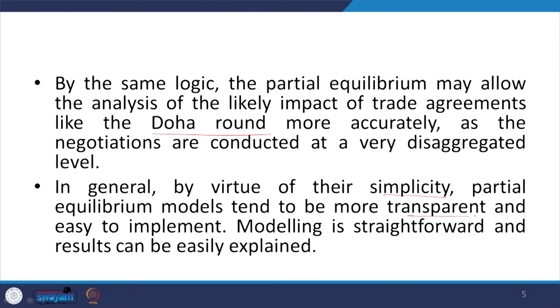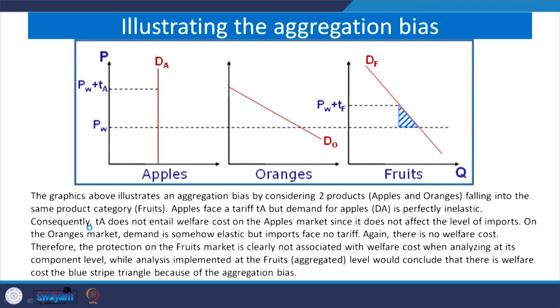In general, by virtue of the simplicity, partial equilibrium models tend to be more transparent and generally very easy to implement. So, therefore, the modeling is quite straightforward and results in explanations which are very easily explained. So, there are many aspects: simplicity, transparency, ease of implementation, easy explanation, disaggregated level. So many aspects are mentioned.